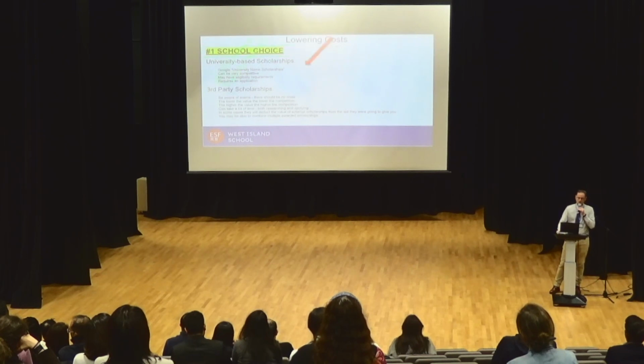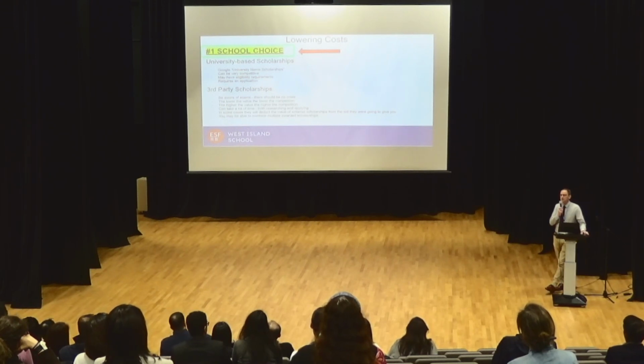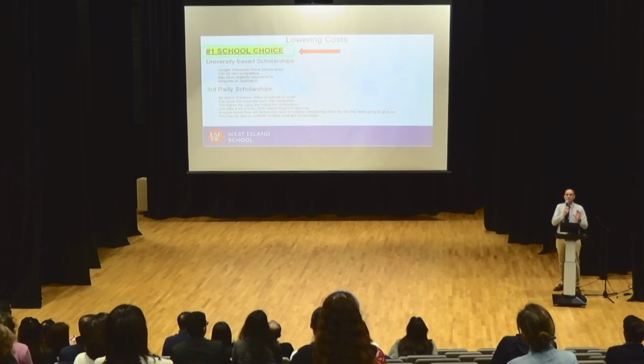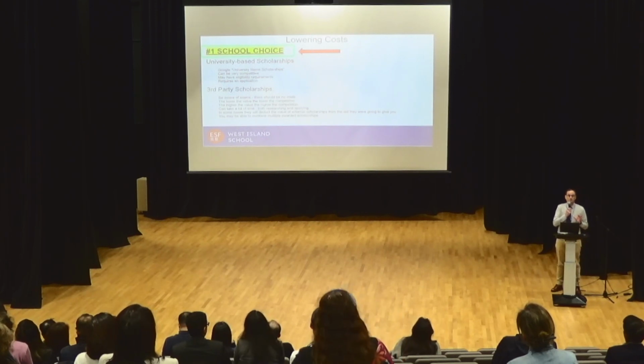What is the most important thing that you should choose? This is audience participation. How do you have the most control over lowering your costs? It would be what? School choice. Thank you very much. Yes. So all of the money that you're going to save on your university is by choosing what school you go to. Because you can look at the information that we've given you and look at the schools that are most likely to give you a scholarship.